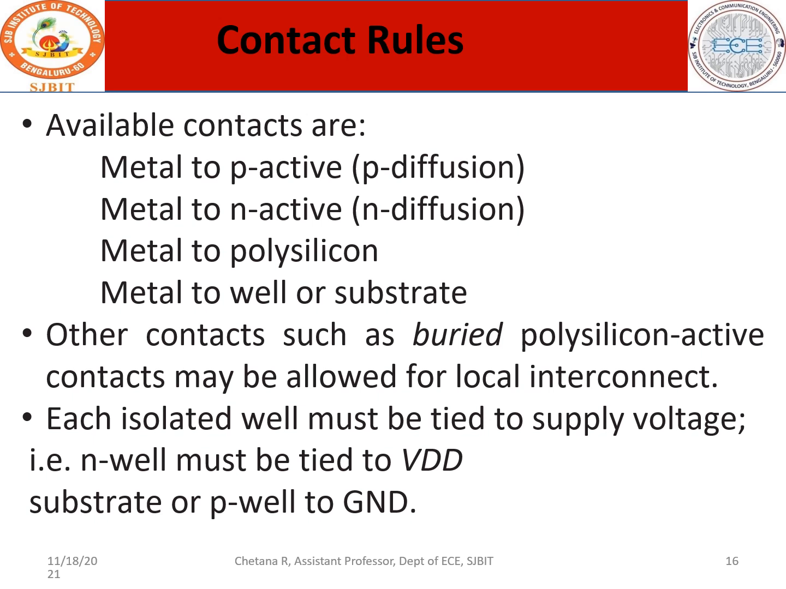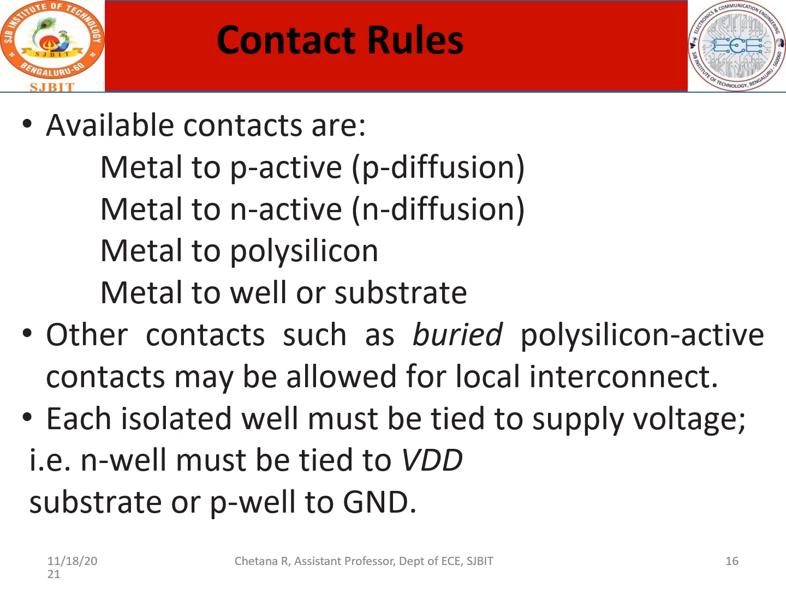Next we have contact rules. So how should we show the contacts? Contacts have to be established between diffusions, between polysilicon, between metals and between substrate. So these are the places where the contacts are established with respect to metal. There is another type of contact which is called buried polysilicon active contact. This helps us to have the local interconnect.